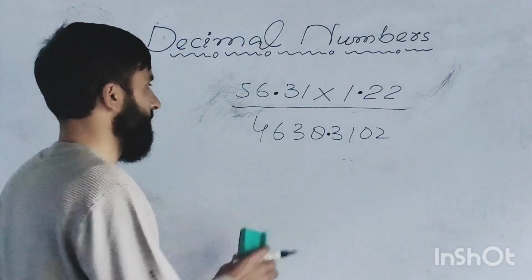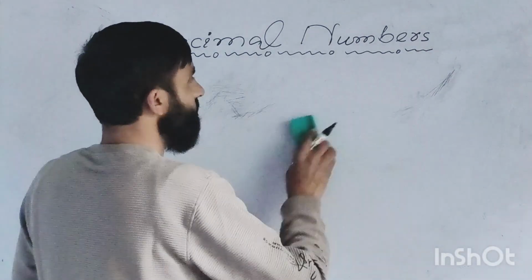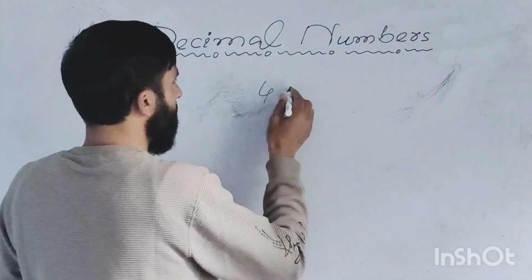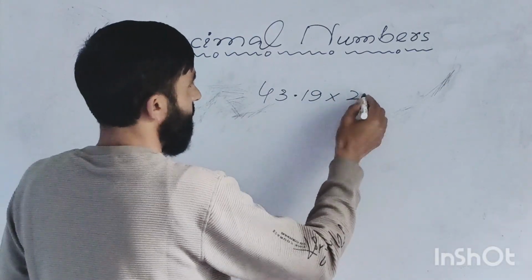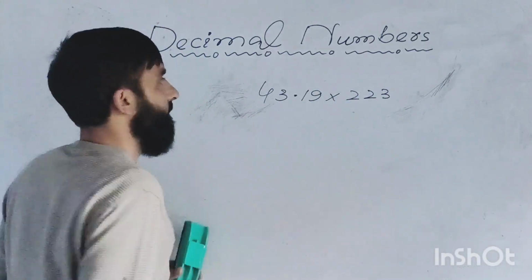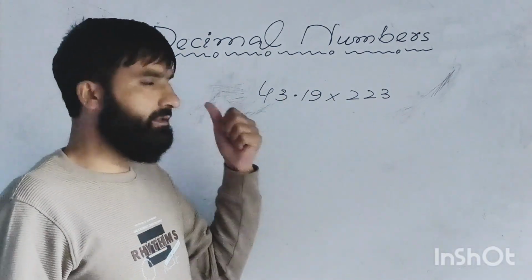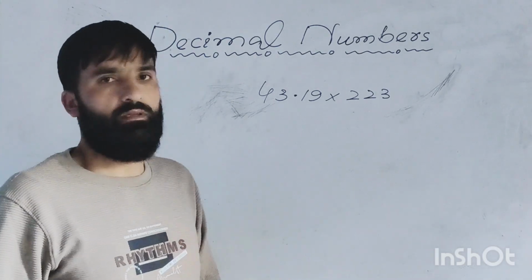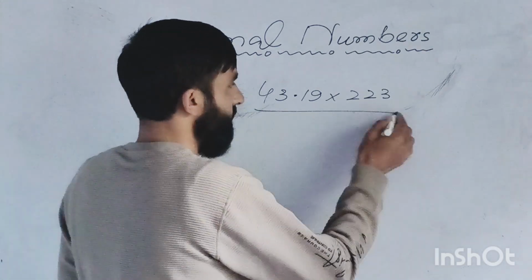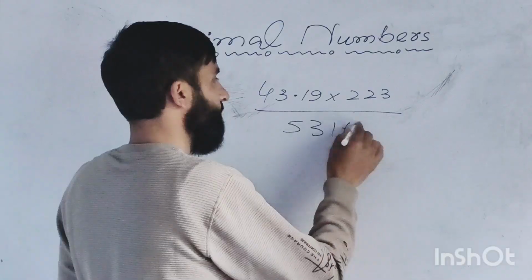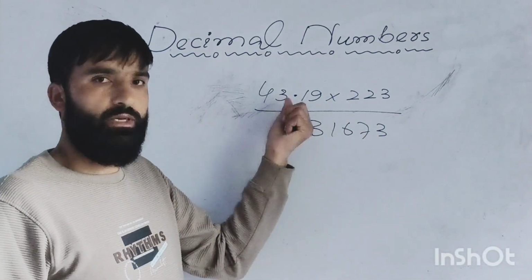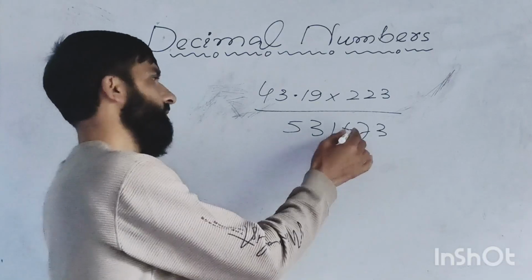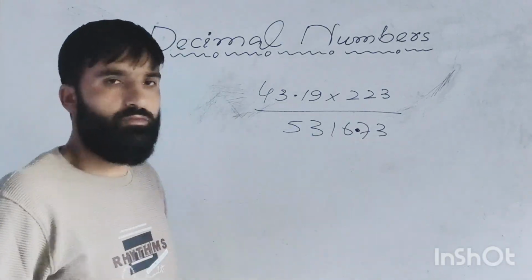And now division. If the question was like this, 43.19 multiplied by 223, you are looking at only one decimal number, the second is not a decimal number. So no confusion. You will simply multiply and get the answer like this. So this is your answer. Here there is no decimal point. You will count only here. So the point is here after 2 digits. You will place it here after 2 digits. That's it. Nothing to do.